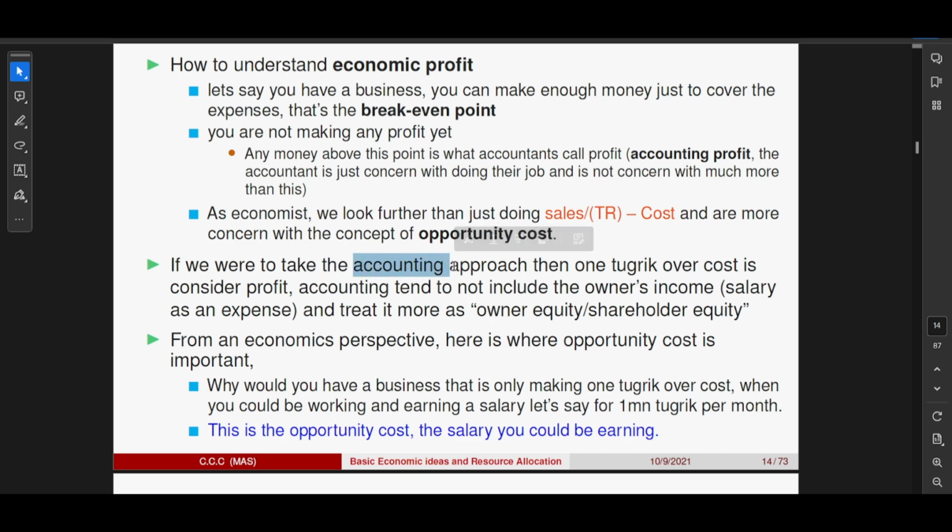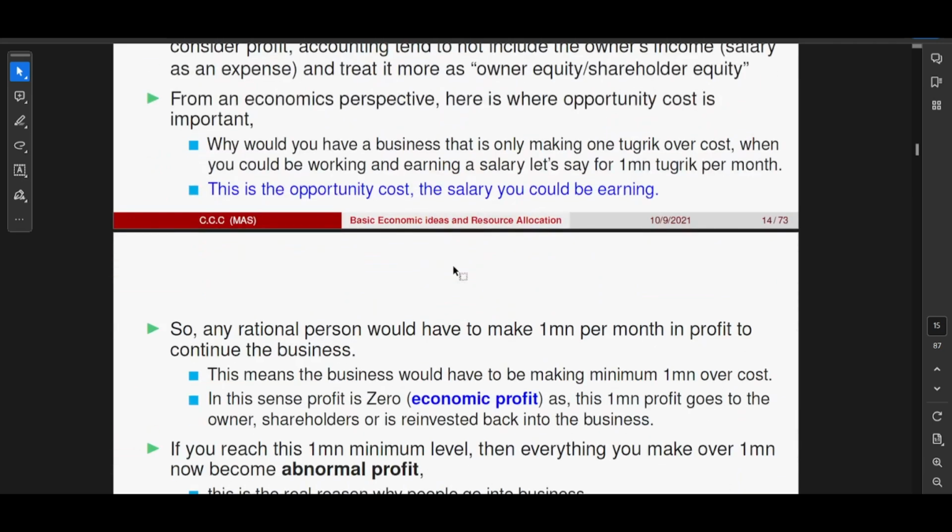In economics, we say this does not make sense. You should stop doing this business, as you could go get a job that pays you 2 million. So the opportunity cost is the money that you could have been earning, but instead you choose to do a business. So that is what we call the economic profit. The economic profit is basically the regular profit plus the opportunity cost.